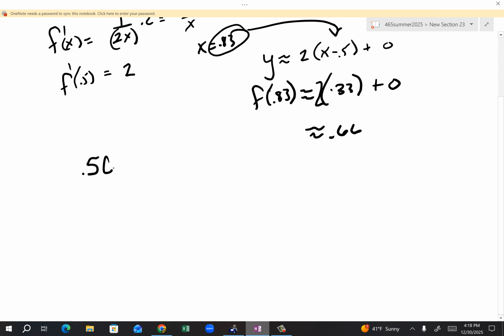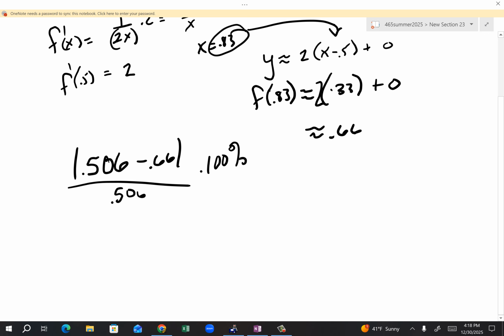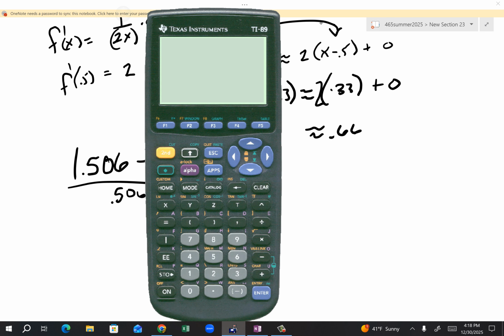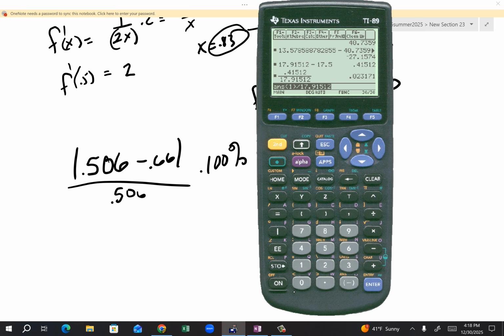0.506 divided by 0.66. Oh, not divided by, minus 0.66. Notice that that's negative. If you want to, you could leave the negative in there. It tells me that you overestimated. But you don't have to. If you don't choose to leave it in there, then you're just getting the actual percent difference. But it's not a negative difference. Negative just means that you've overestimated.